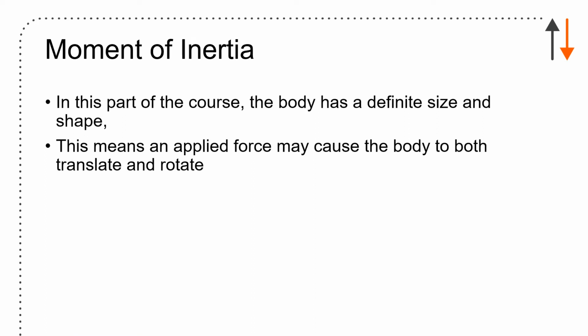This part of the course, one of the big things, of course, is that the body, whatever you're looking at, has a size and shape. That means an applied force can cause the body to both translate and rotate. We talk about the three different types of motion later, but it ends up that you have two governing equations, sum of forces equals mass times acceleration, and its corresponding moment equation, sum of moments equals Ig alpha. Now the tricky bit here is Ig, which is not a universal constant like mass.